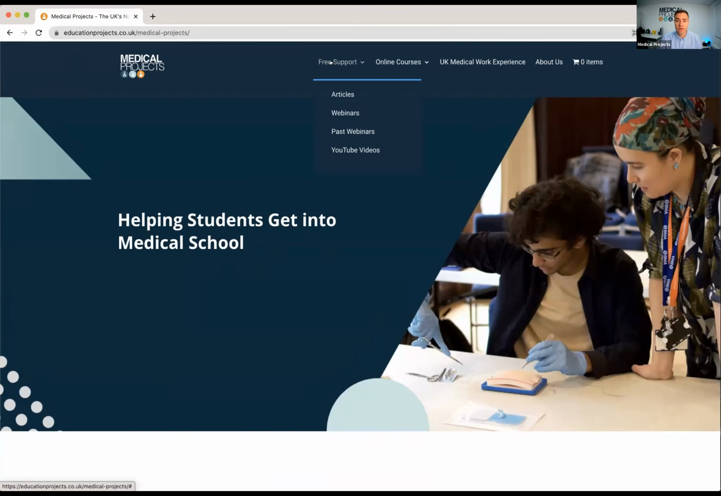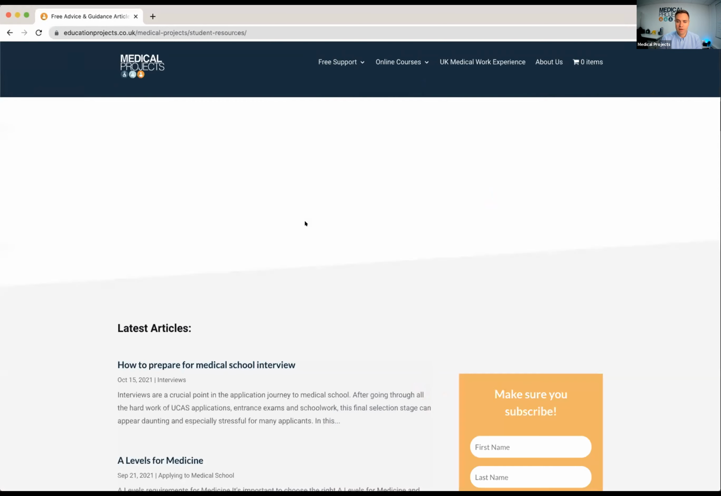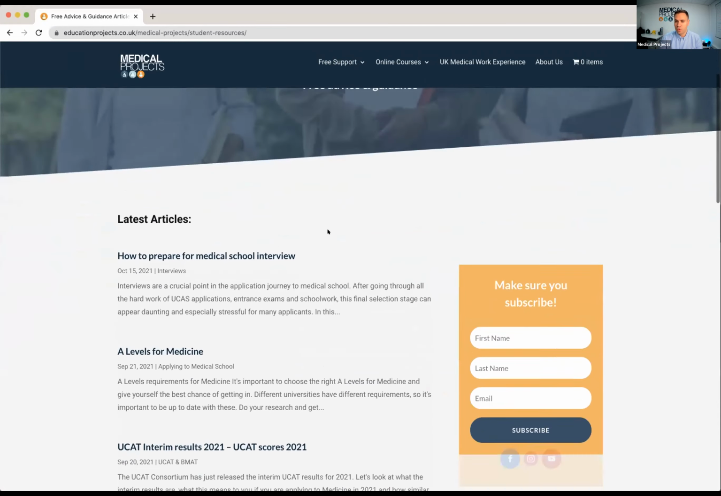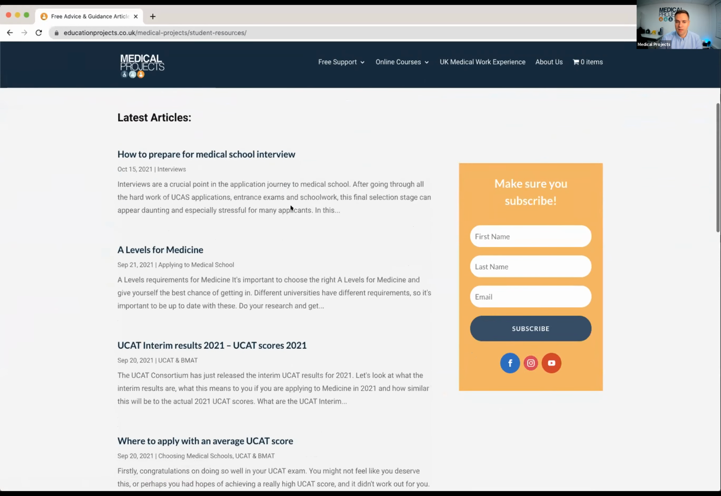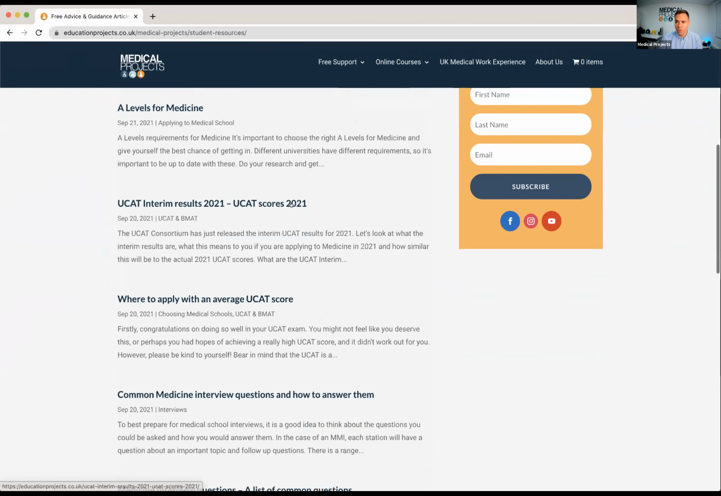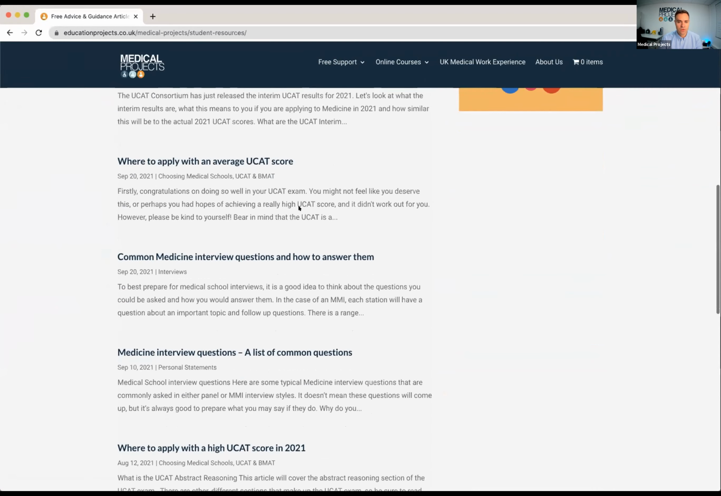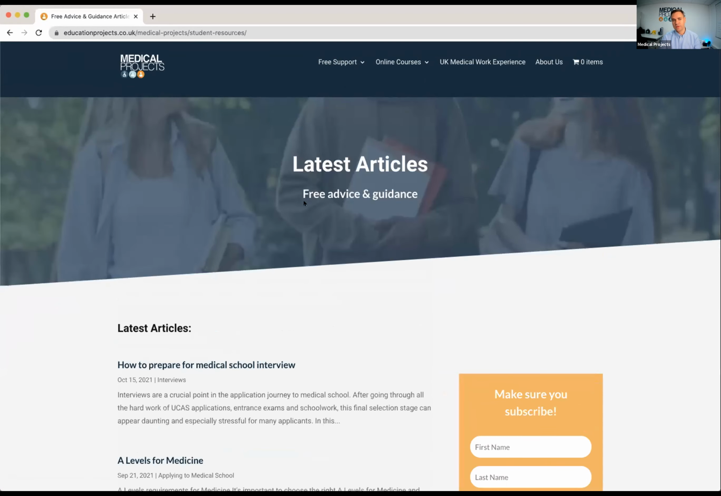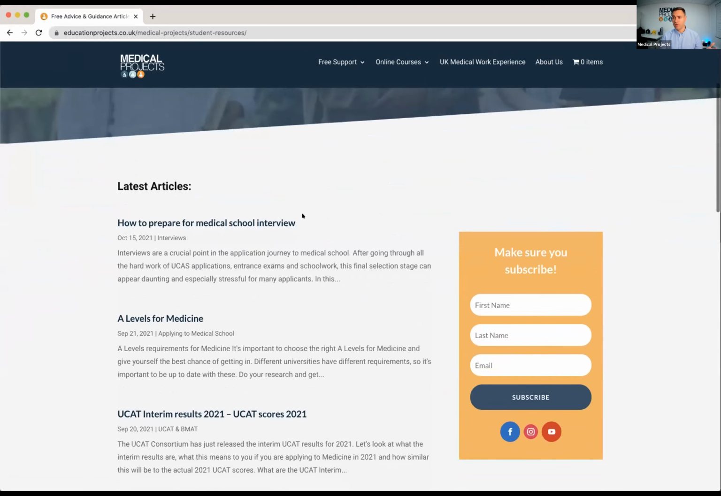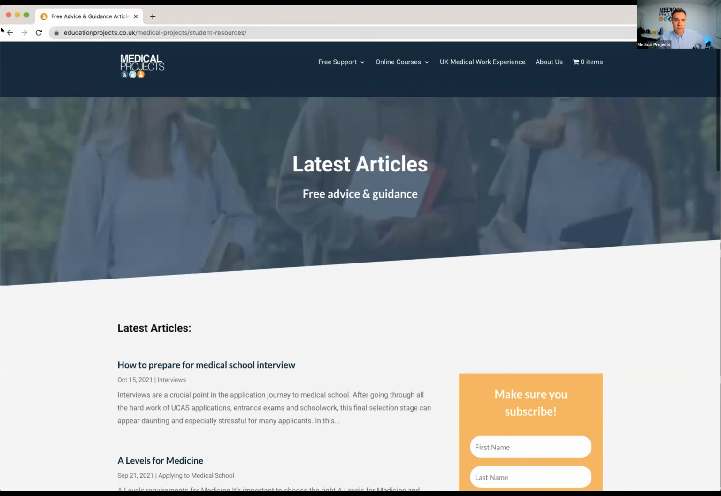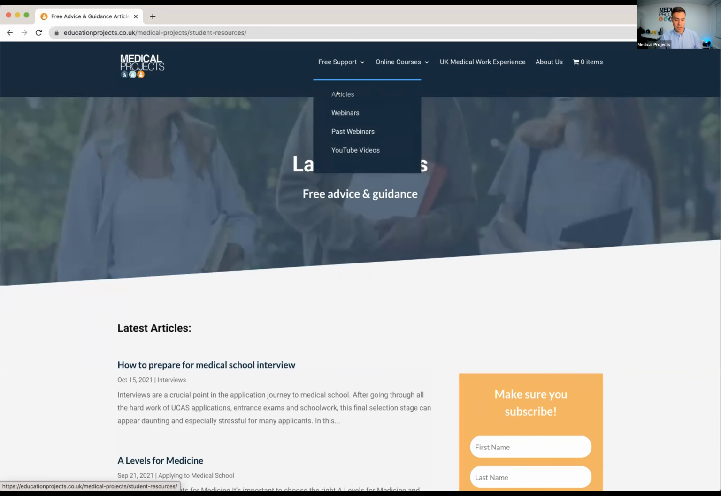So we've literally got this thing at the top of the website that says free support. Most of you might have found the webinars one already, given that you're already here. And we've also got blogs and articles all written by medical students in here as well. So if it's anything to do with work experience or interviews or UCAT, when that comes around, we have articles on everything. So that's a really good thing for you as students over the next 18 months.